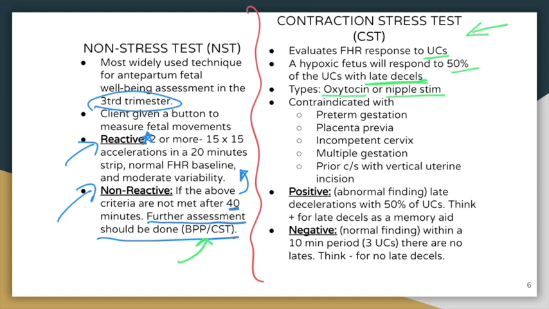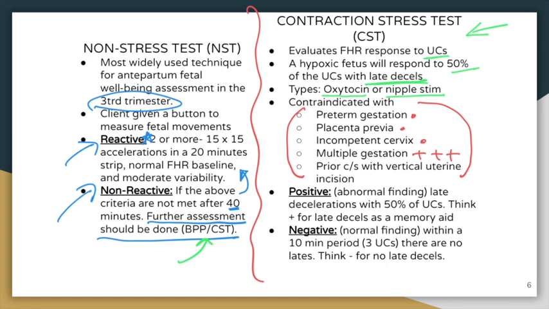So when do we not use a contraction stress test? We don't if the client is preterm, so before the 3rd trimester, has placenta previa, we're going to talk about that this week, has an incompetent cervix, we're going to talk about that this week, has multiples, so more than one baby, or has a prior C-section with a vertical uterine incision. Because again, we've talked about this in the labor and delivery lecture. If you've got a vertical incision on that uterus, you don't want to cause contractions because it can rupture.